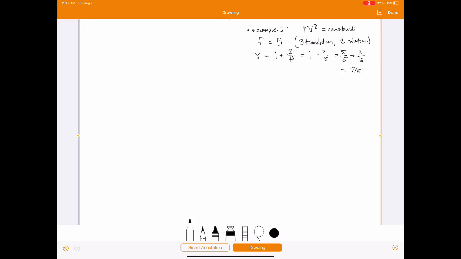So the way I'm going to write this is P initial, V initial to the gamma is equal to P final, V final to the gamma. And what we're solving for here is the final pressure. P final, if we solve for it, is P initial times V initial to the gamma divided by V final to the gamma. So in other words, it's going to be P initial times V initial over V final to the power of 7/5.